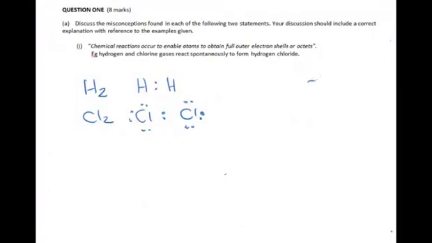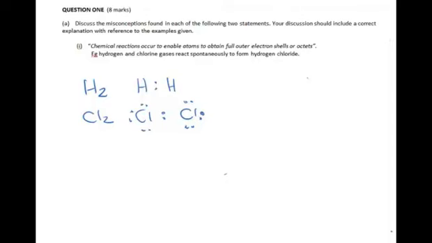In the first question, we're looking at just a general statement about the octet rule, and why chemical reactions happen to gain a full outer shell, an octet. And we're given an example with hydrogen and chlorine reacting to make hydrogen chloride. I think the most obvious thing, first of all, is to talk about the example we've given.